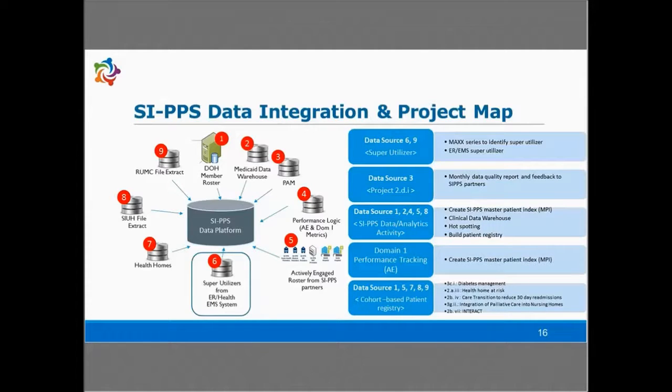We highlighted a couple of data sources across projects and how we utilize the data sources to help build a different roadmap for us. For example, at the bottom, we're looking at data source 1, which is the Department of Health member roster, 5, the actively engaged member roster from SI-PPS partners, and 7, 8, and 9, which are direct data feeds from our academic medical center and health home partners. Using these 5 different sources, we're trying to build a patient-based cohort registry to satisfy 5 different projects.